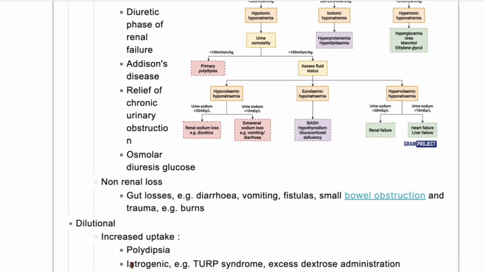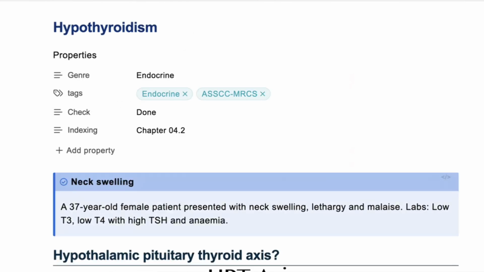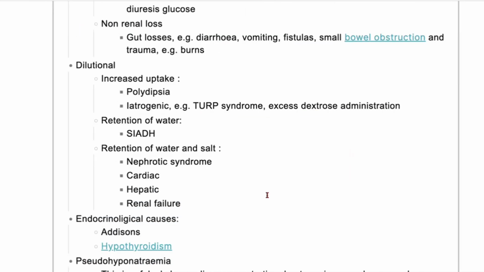Dilutional, you have increased intake or decreased excretion or retention of water. Increased intake, such as polydipsia or psychogenic polydipsia. Reduced excretion, here we're talking about the kidney not properly working, or retention of water if you have ADH, like SIADH, or things like all the failures, right? So that would be kidney failure, cardiac failure, hepatic failure, etc.